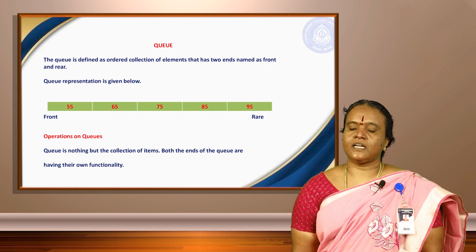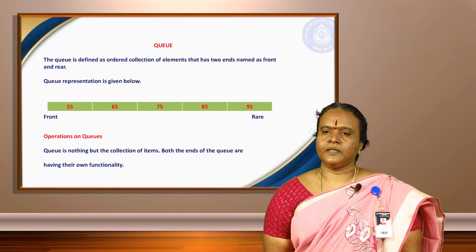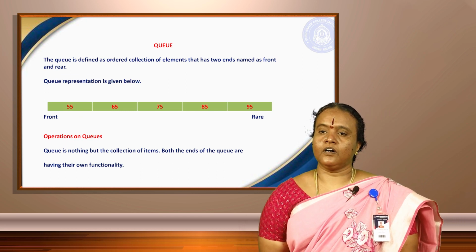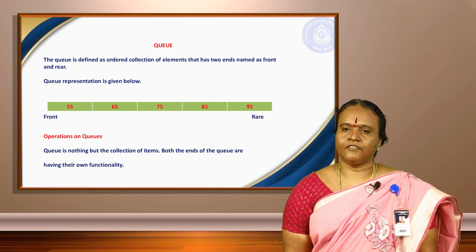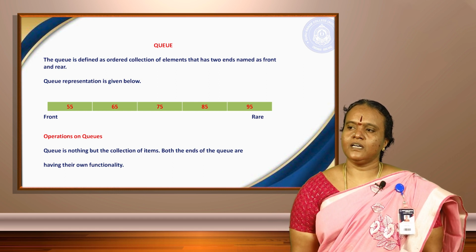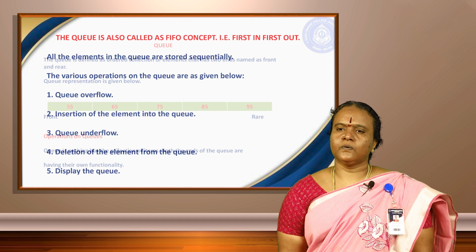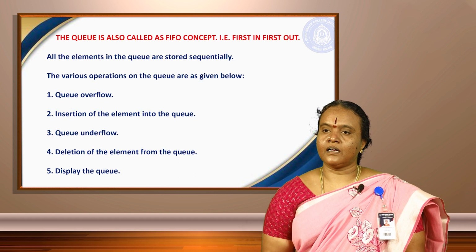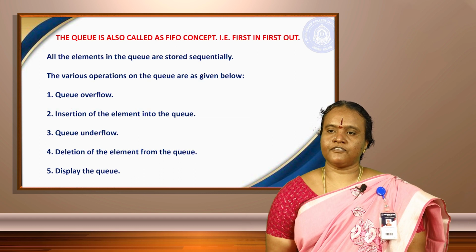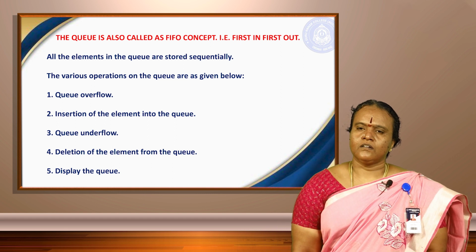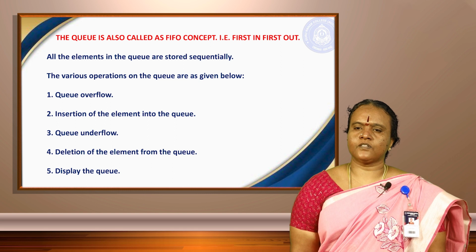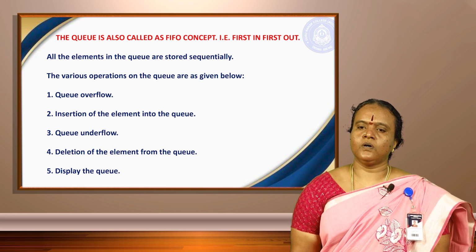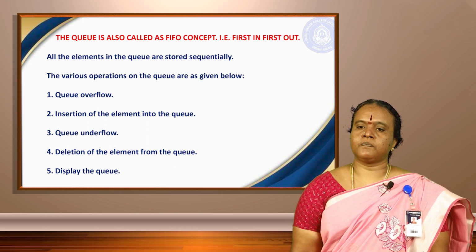Queue. The queue is another data structure concept. It is defined as an ordered collection of elements that has two ends named front and rear. That is, at the front end and the rear end we can do the queue operations. Queue is also called the FIFO concept, that is first in first out. The various operations in the queue are as given below: queue overflow, insertion of an element into the queue, queue underflow, deletion of an element from the queue, and display of the queue.